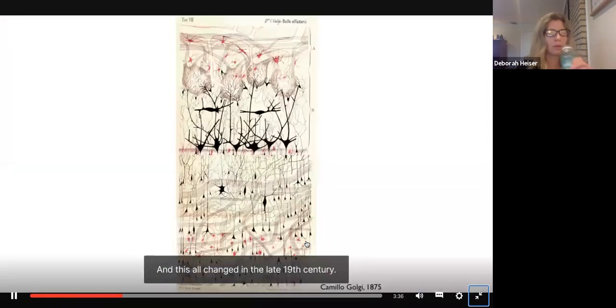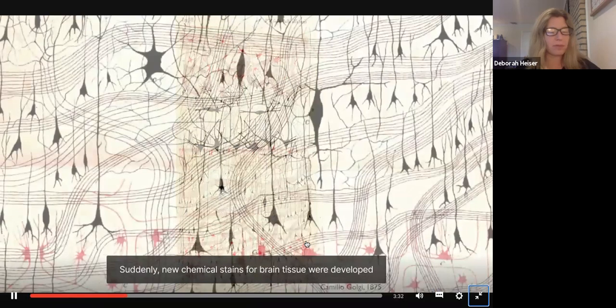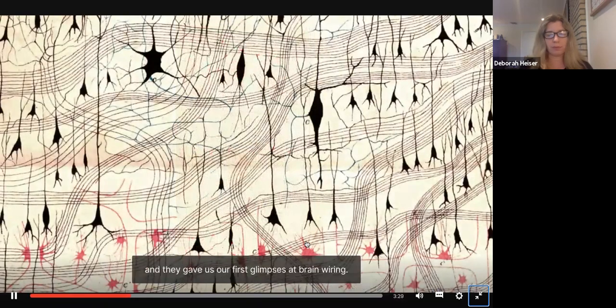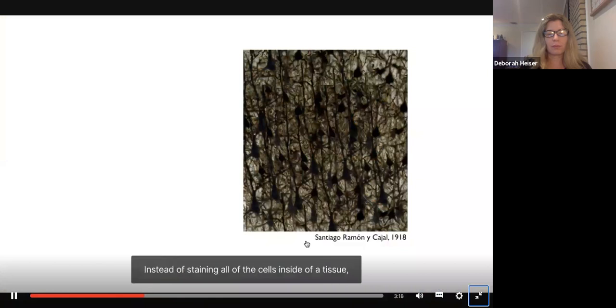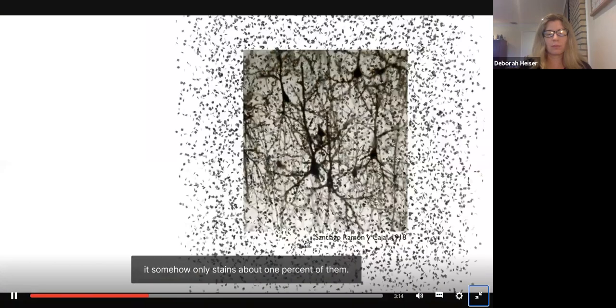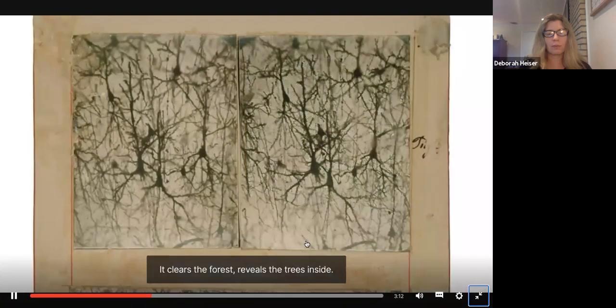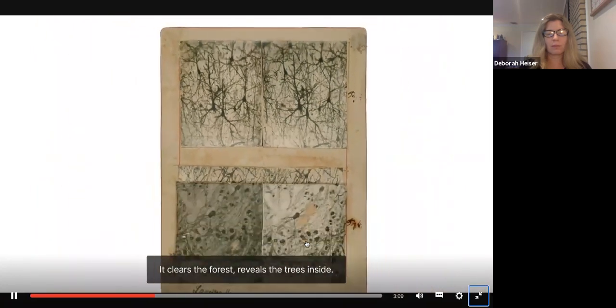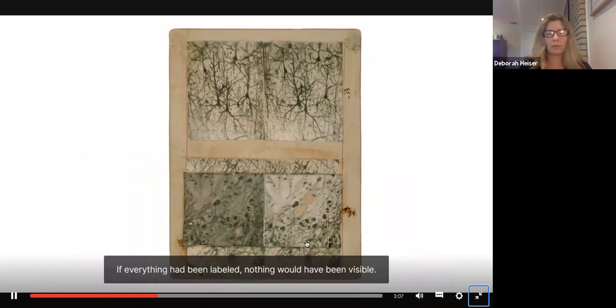And this all changed in the late 19th century. Suddenly, new chemical stains for brain tissue were developed, and they gave us our first glimpses at brain wiring. The computer was cracked open. So what really launched modern neuroscience was a stain called the Golgi stain. And it works in a very particular way. Instead of staining all of the cells inside of the tissue, it somehow only stains about 1% of them. It clears the forest, reveals the trees inside. If everything had been labeled, nothing would have been visible. So somehow it shows what's there.